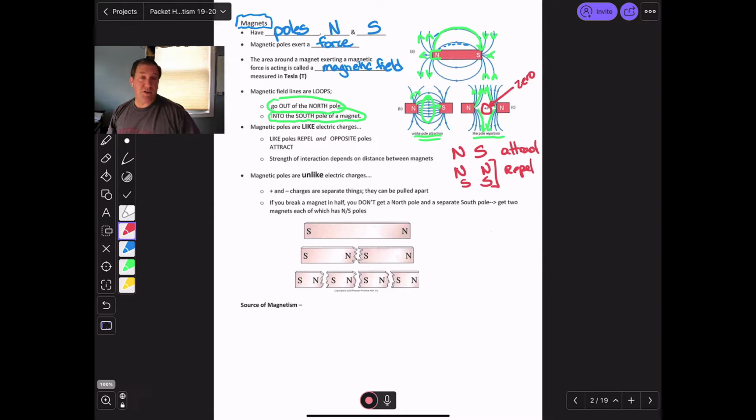So, similarity to charges, there's two types. There's two charges in the world, positive and negative. There's two magnetic poles in the world. They both create fields. A lot of similarities.